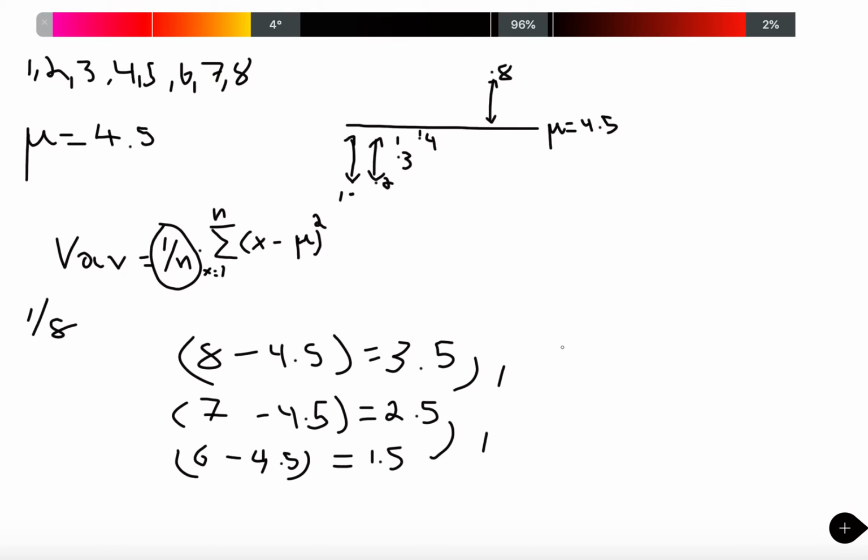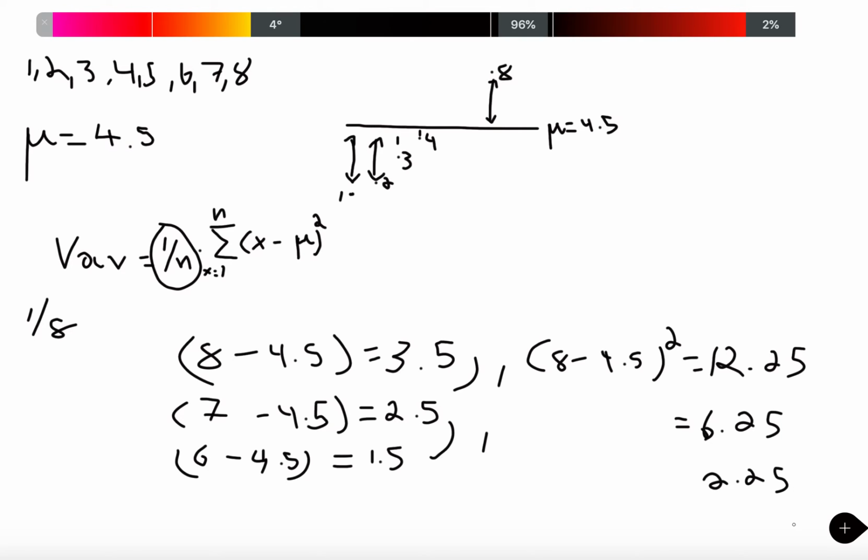But what happens when we square it? 8 minus 4.5 squared is equal to 3.5 squared, which is 12.25. And then 6.25. This is 2.25. We can see now that the difference is 6 and 4.